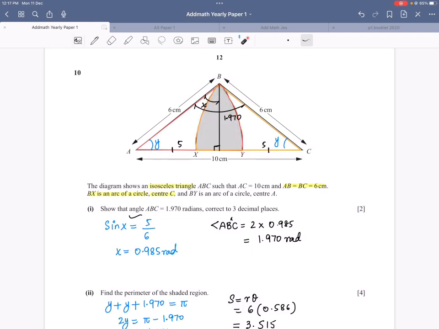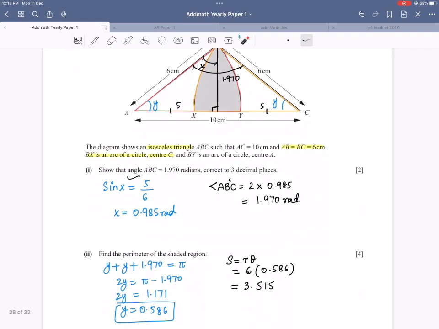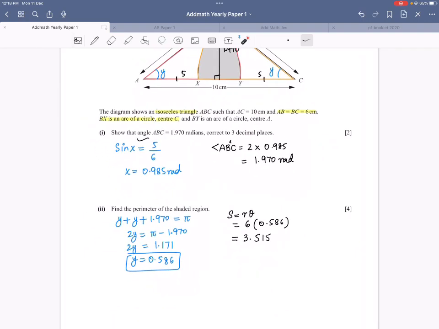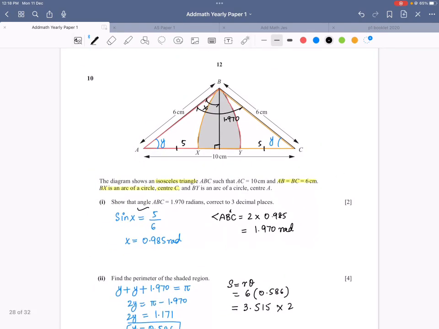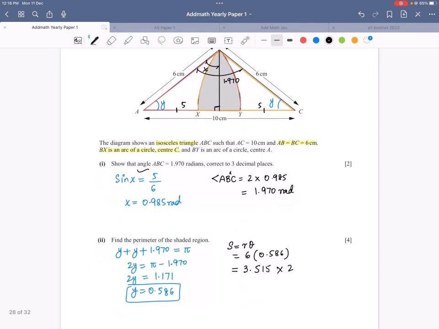So all we need is to add these two. I can multiply it by 2 to find out the arc lengths of XB and BY. They both have the same arc length, that's why I'm just multiplying by 2. So it will be 3.515 times 2, that leads to 7.03. So the arc length we got is 7.03, for both of the arcs.